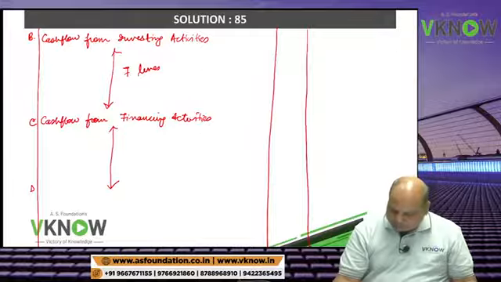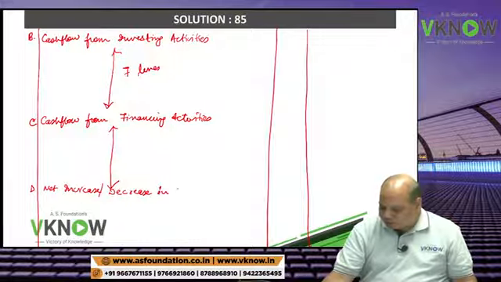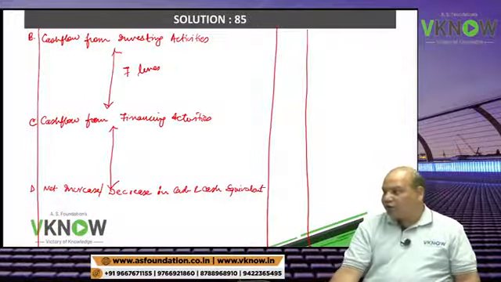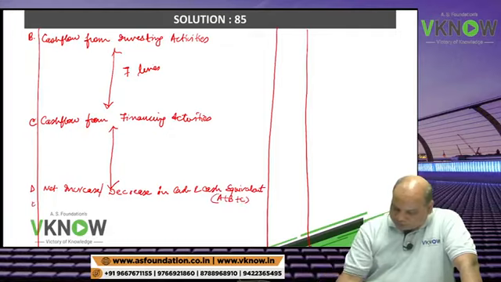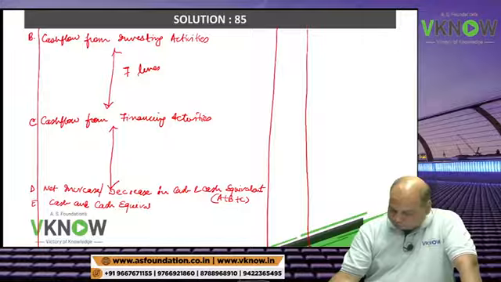Point number D, net increase or decrease in cash and cash equivalent. Net increase or decrease in cash and cash equivalent: A plus B plus C. Point number E, cash and cash equivalent at the beginning.